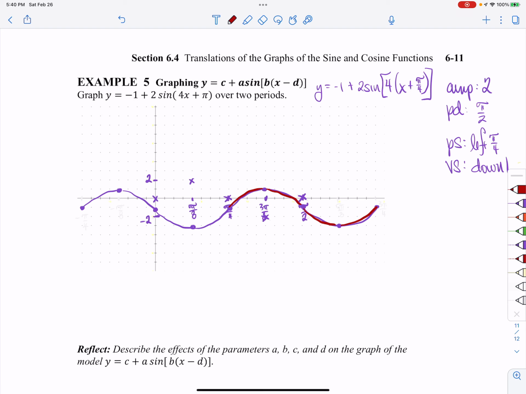All I need to do to get those extra values is just to keep on counting. So you had 1/8, 2/8, 3/8, 4/8. The next one will be 5/8, so 5 pi over 8, and then 6/8. 6/8 is 3 pi over 4.